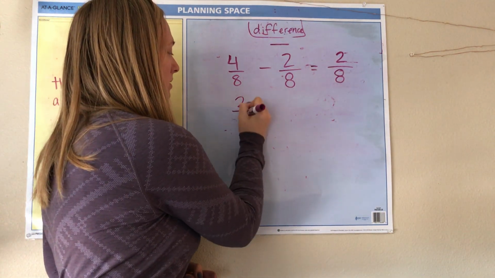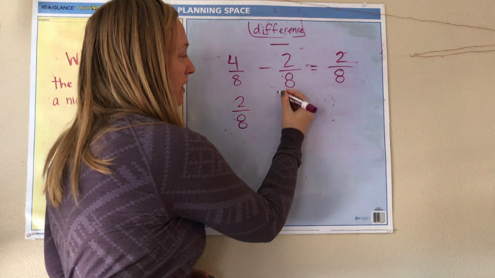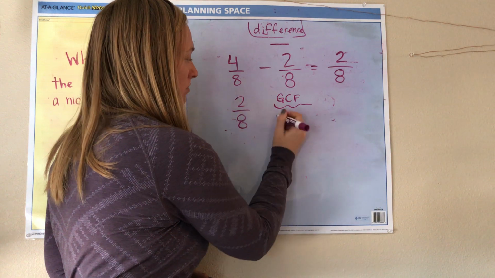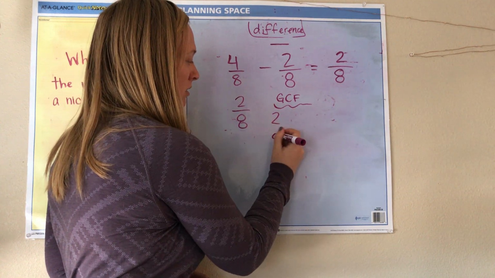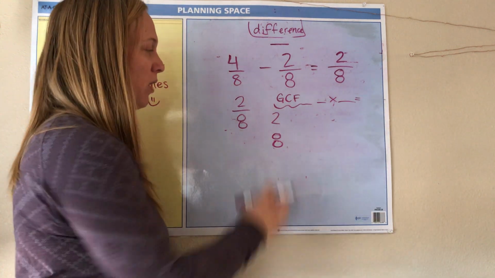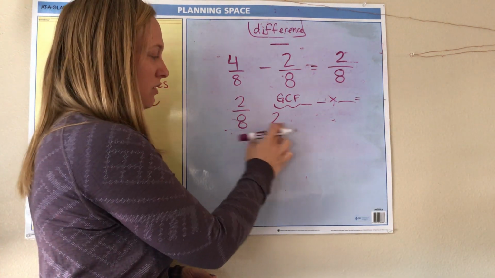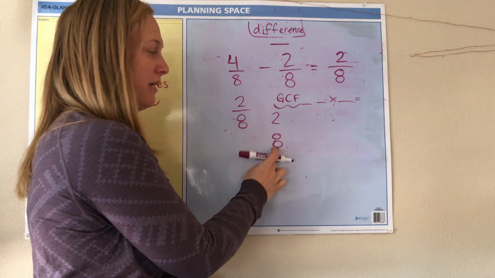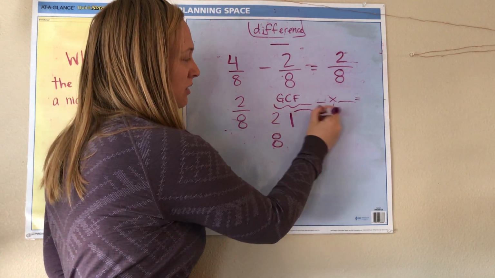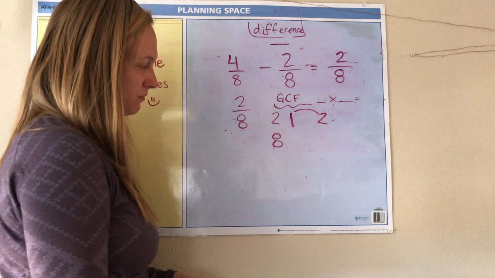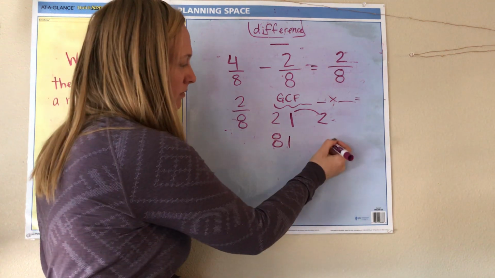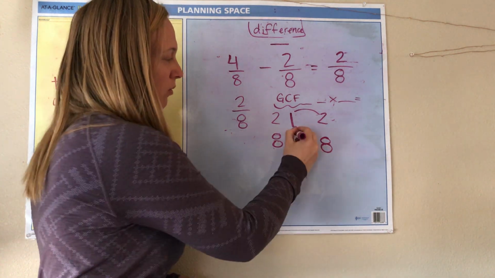So 2/8 over here, I'm going to find the GCF, greatest common factor, of 2 and of 8. That means blank times blank equals, okay, what two numbers when multiplied together equal 2, what two numbers when multiplied together equal 8? Well, for 2, always starting with 1 and 2. Those are the only two factors for 2. 8, always start with 1 and 8.